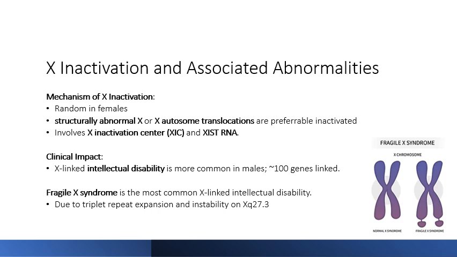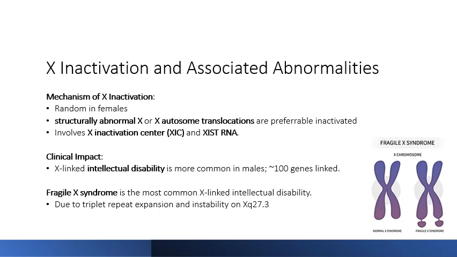So why are sex chromosome aneuploidies less severe than if they involve other chromosomes? Well, this is largely due to the mechanism of X inactivation. In females specifically, one X chromosome is randomly inactivated during early development to balance gene expression with males. However, in cases of structurally abnormal X chromosome or X-autosome translocations, the inactivation is often skewed towards the abnormal X to maintain viability. So that means that if you carry an abnormal X in addition to your normal X, that abnormal X is preferentially inactivated in your cells.